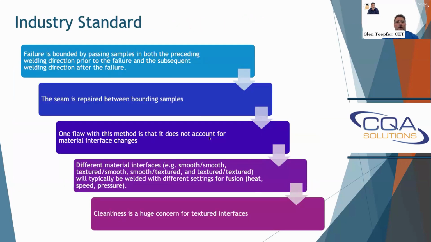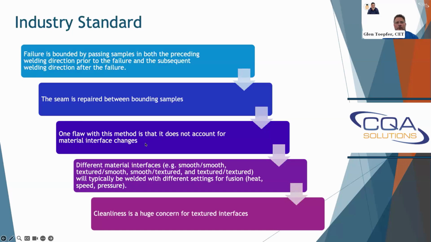No, the industry standard, I wanted to throw this in here just for reference. Most of you, I'm sure, know, but typically your failure is going to be bounded by samples in either the before welding, chronologically, what was welded before, what was welded after. Seam's going to be repaired or replaced between the samples.